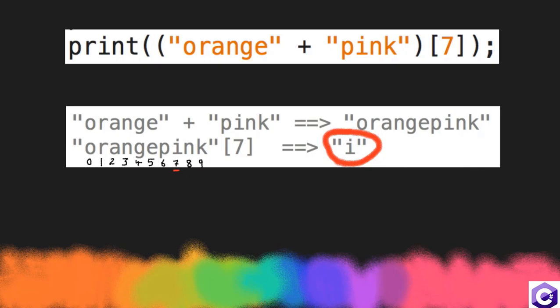Then with the square brackets, we can select a specific character from the string. In our case, that will be the character with the index of 7. So let's count our characters starting at 0 because indexing starts at 0. So 0, 1, 2, 3, 4, 5, 6, and 7. That would be the I. So the answer to this problem was the string I.